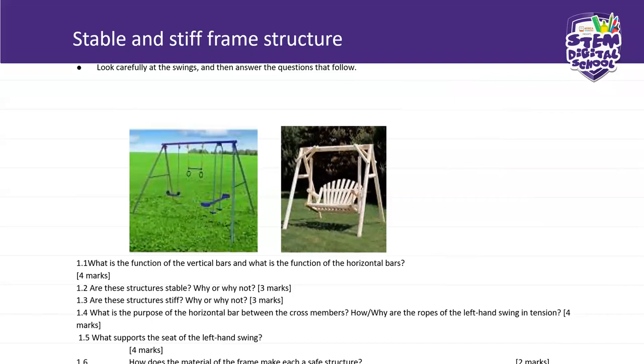Yeah. Just imagine if these two members did not form a triangle. If they maybe were parallel and they were joined by another member, the structure would not be stable, would it, Asanda? No, ma'am, it wouldn't be stable.